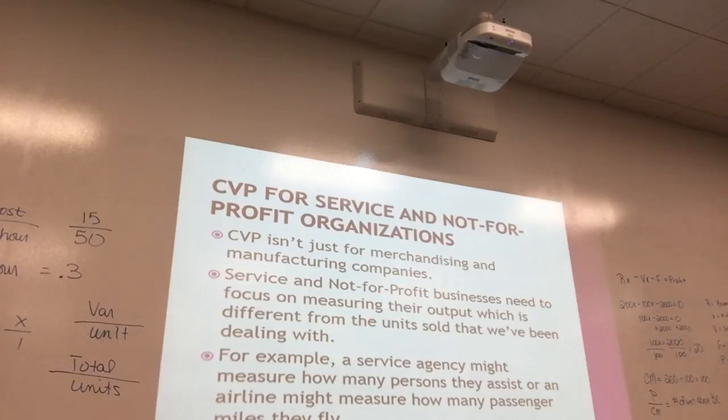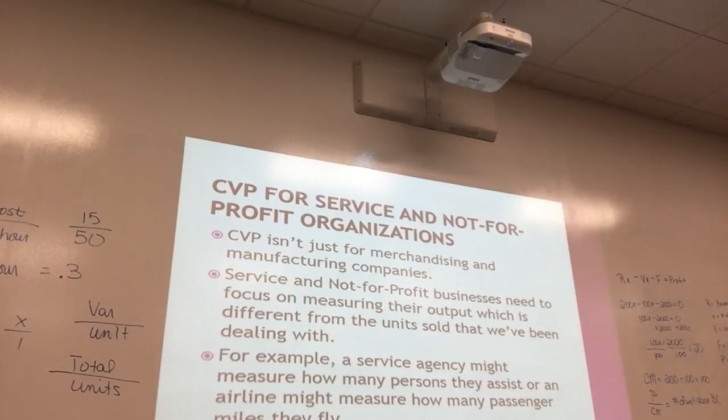Okay, CVP isn't just for merchandising or manufacturing companies. Service and not-for-profit entities measure their output, which is different from units sold. For example, a service agency might measure how many persons they assist, or an airline might measure how many passenger miles they fly. So we've just been dealing with number of units sold earlier, right? In a CPA firm, it could be the number of tax returns. How many people did we serve?